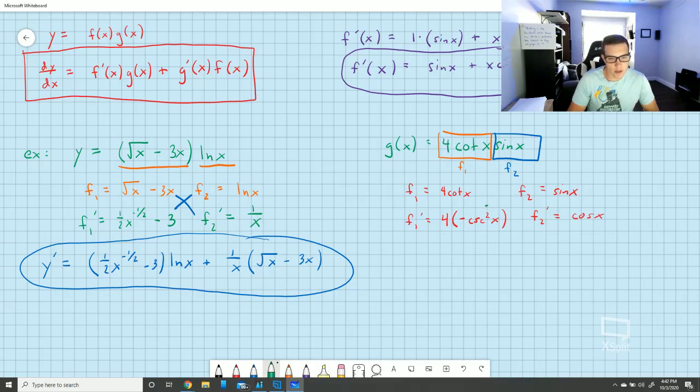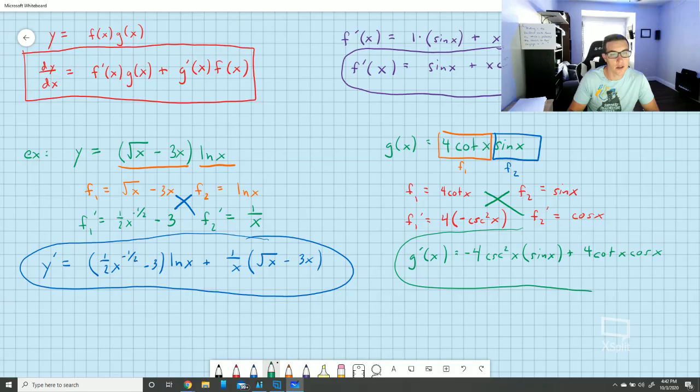Derivative of the first times the second, which is, let's see, the bottom one, negative 4 cosecant squared x sine x. Notice these are multiplication, because it doesn't really matter the order you put them. Plus these two put together, 4 cotangent x cosine x. And that's fine. Definitely some simplifying you could do there, but that'll work for me. All right, so that's the product rule.